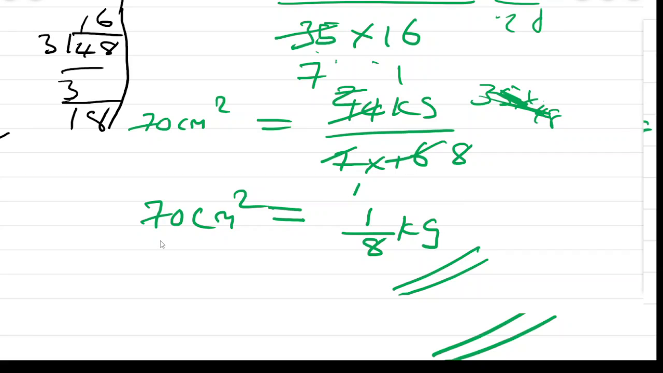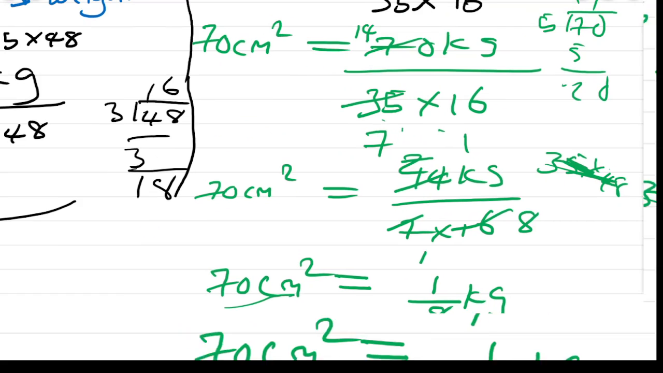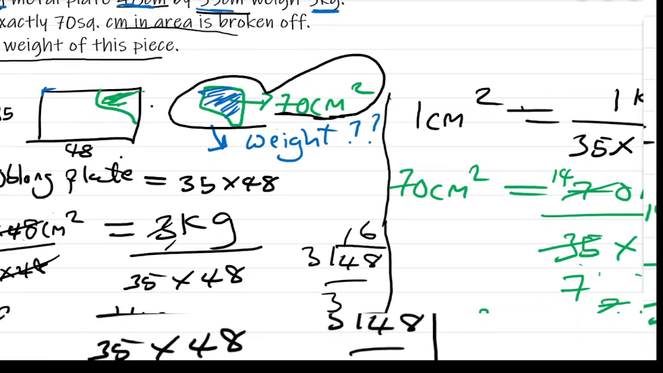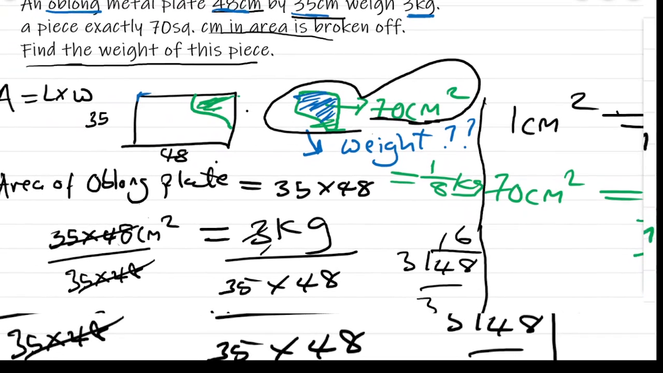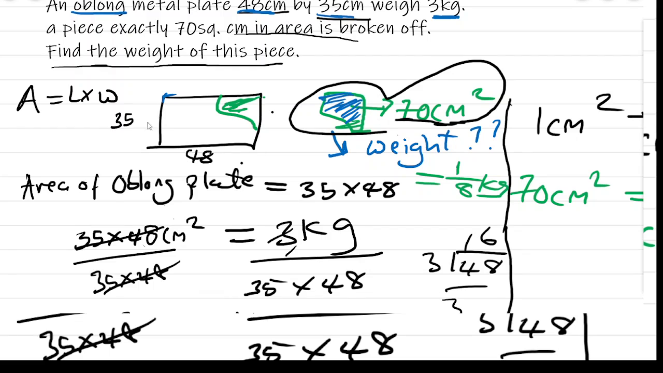So the 70 centimeters squared, the part cut off, has a weight of 1 over 8 kilogram, while the full plate has a weight of 3 kilogram. That is it for this problem. Let's see what the next problem has to say to us.